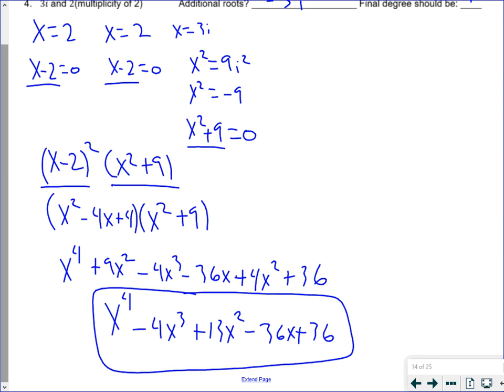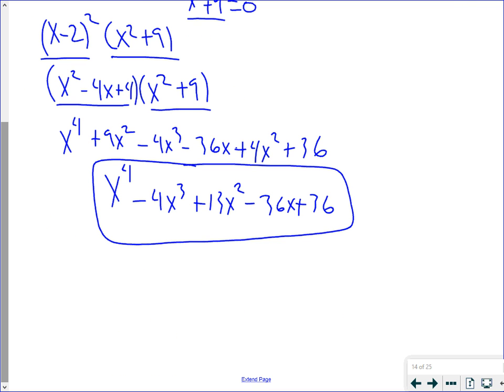x minus 2 squared is a perfect square trinomial. And when you multiply those two together, you get x squared minus 4x plus 4 multiplied with x squared plus 9. And then when you multiply those two together, this whole thing right here is what you get when you FOIL them all out. And when you add like terms, you should get what's over here in this box. x to the 4th minus 4x cubed plus 13x squared minus 36x plus 36. Okay?